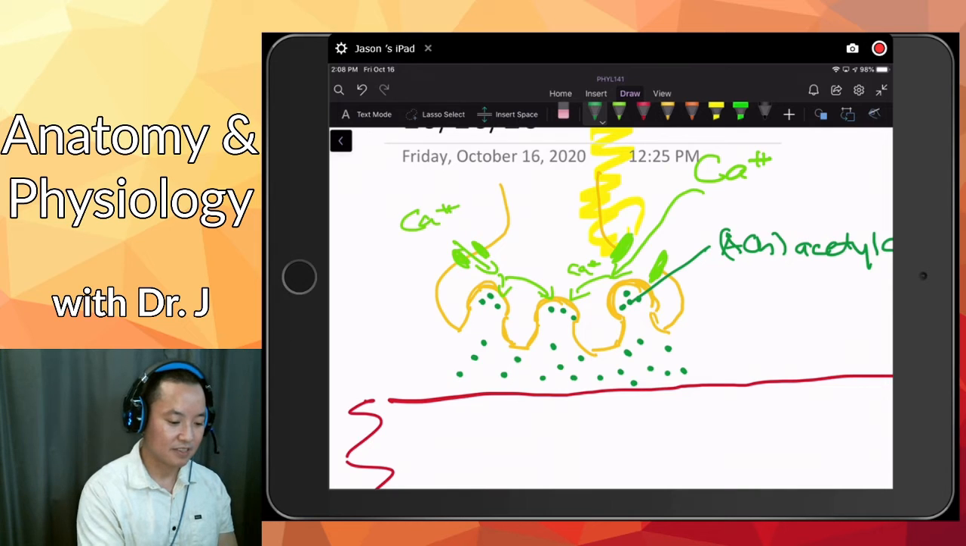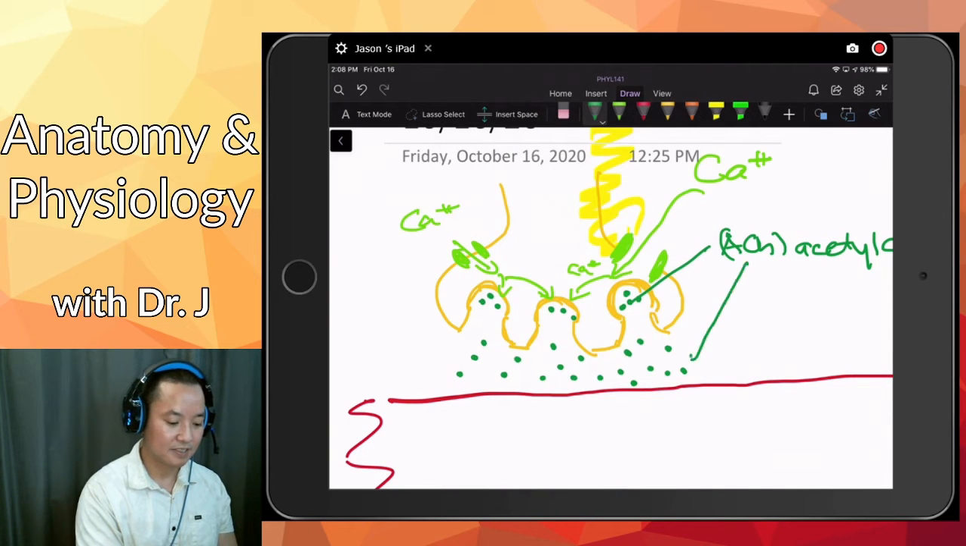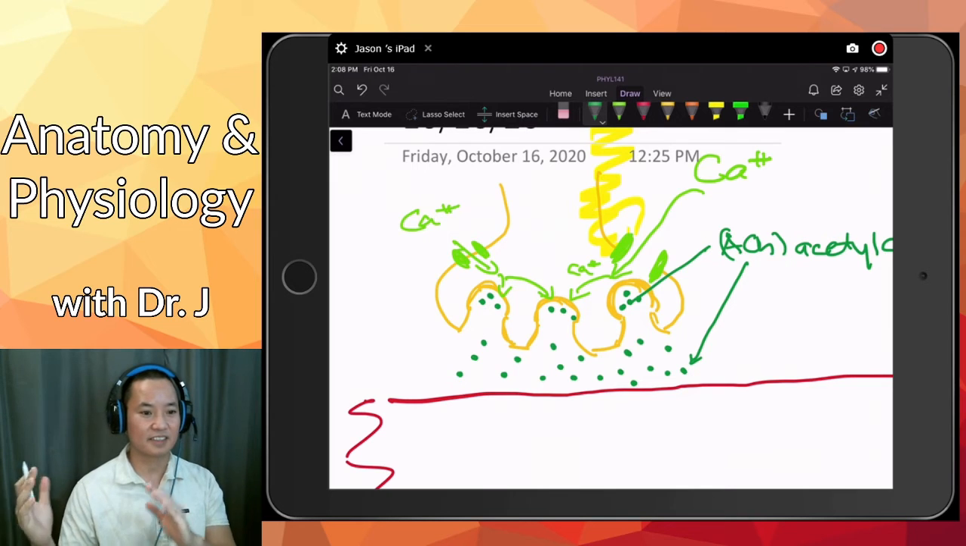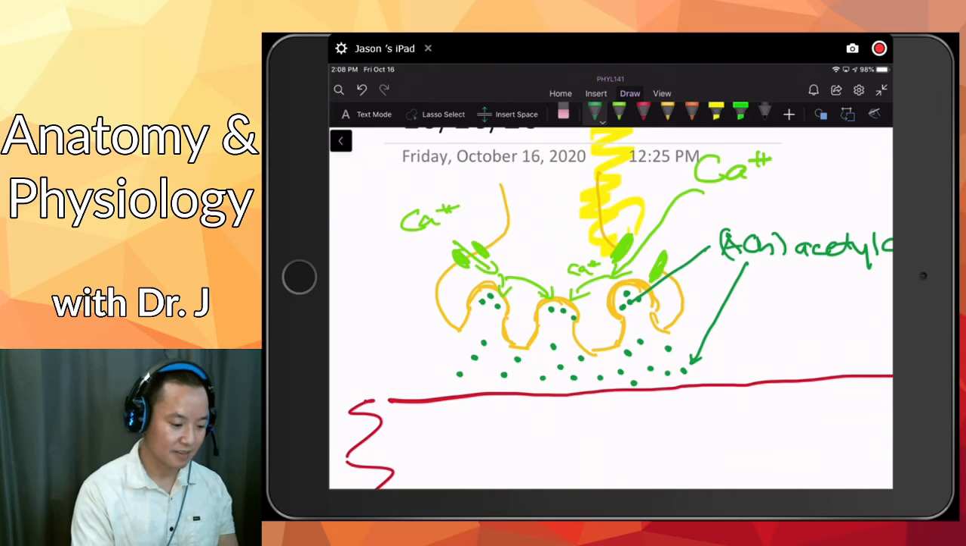So now you have all this acetylcholine being released onto a muscle cell. And this is very important because, again, this is how you get the signals from a neuron to a muscle cell. That's why acetylcholine is called a neurotransmitter. It carries that signal from a neuron to, in this case, a muscle cell.